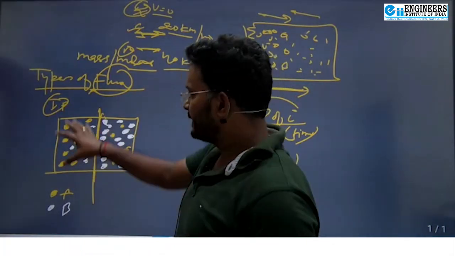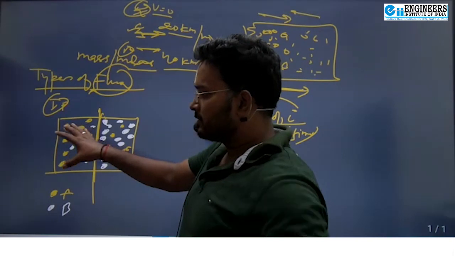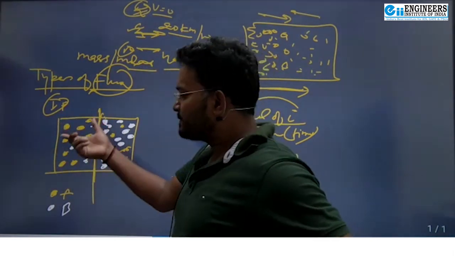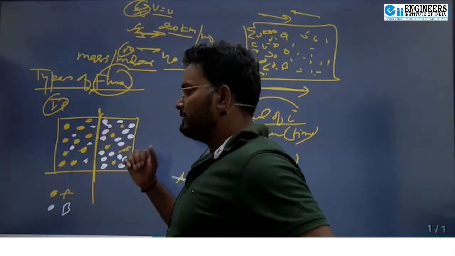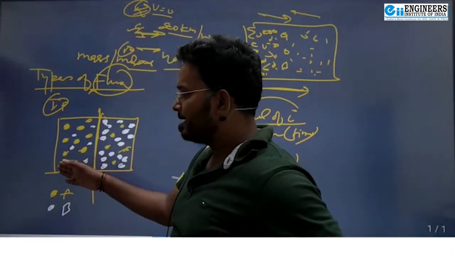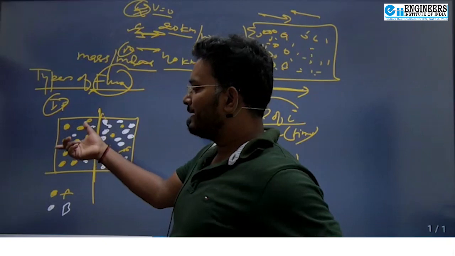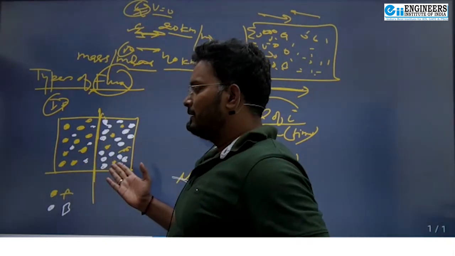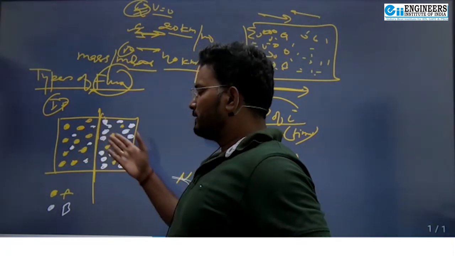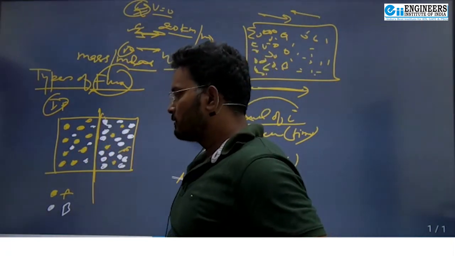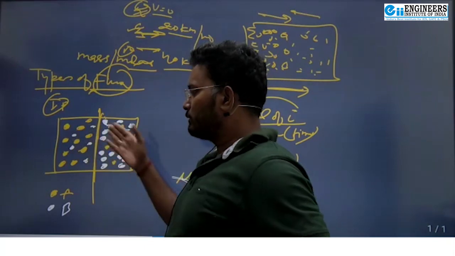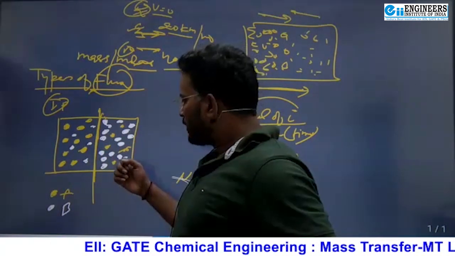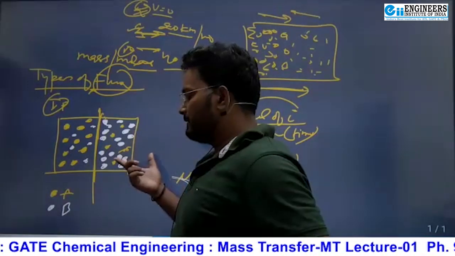In the left, in a given volume, what is the concentration? Moles per unit volume. So more moles of A species are there in a given volume as compared to the right side. Am I right? Yes or no? On the left side, more molecules of A are there in a given volume as compared to the right side. Then the concentration of A in the left is more than the right. Similarly, on the right side, more molecules of B are there in a given volume.